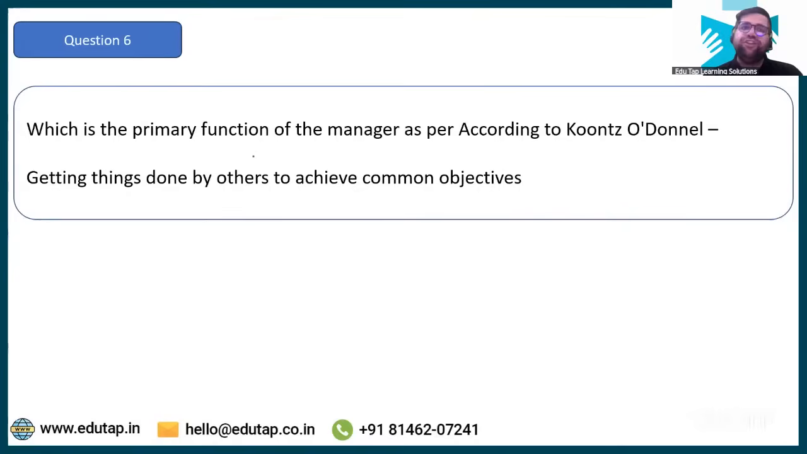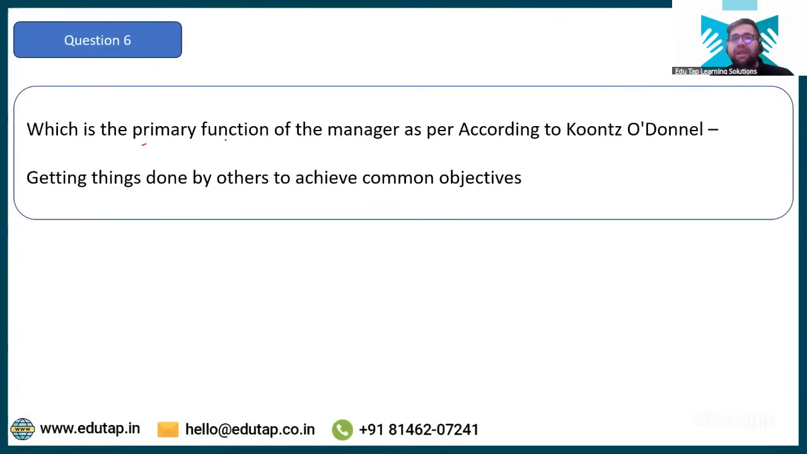Moving forward to question number 6. Now, there was a question related to the very famous personality Koontz and O'Donnell, right? So, which is the primary function of a manager as per Koontz and O'Donnell? Now, primary function of management is planning because you start with planning, then you move to organizing, then you move to staffing, then you go to directing, and after directing comes your controlling, and from controlling you are back to planning. So planning is your primary function.